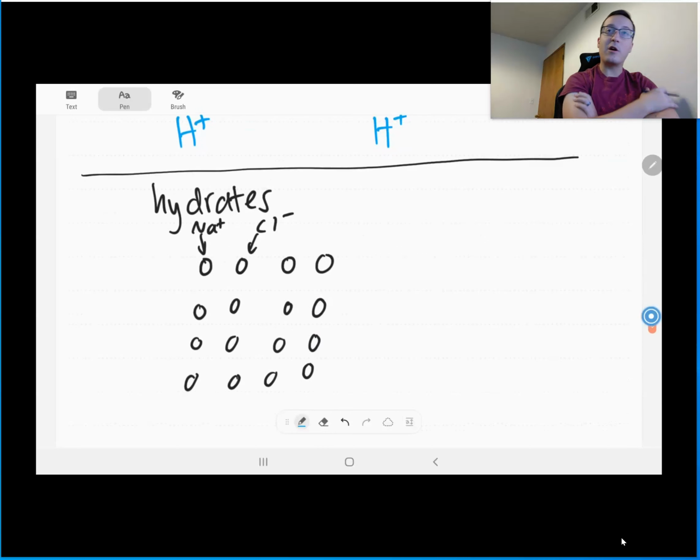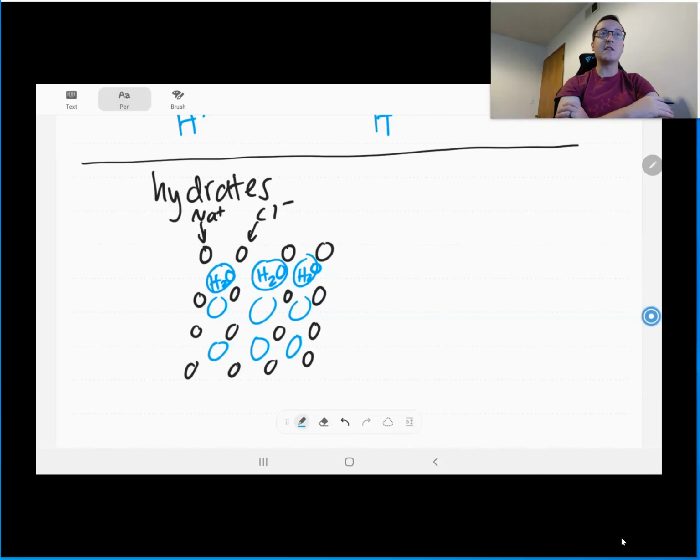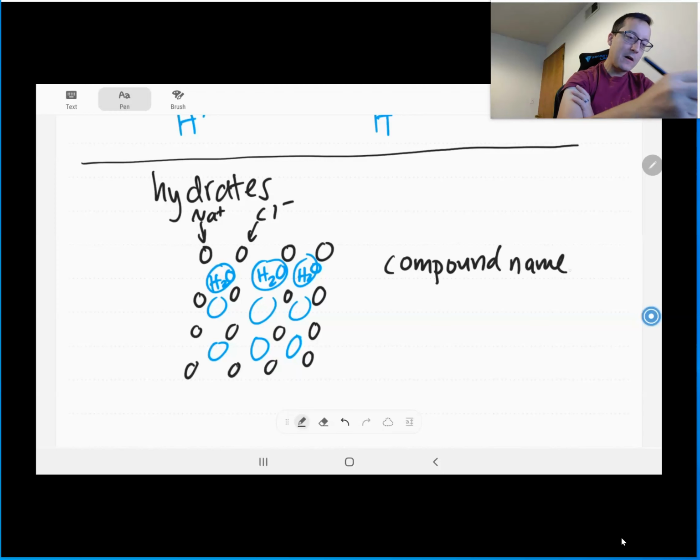Sometimes, as part of their solid structure, they have waters in them. Sometimes that's just part of the solid structure. So certain crystalline compounds contain water. Water that is not aqueous. Okay? And so, occasionally that happens, and so we have a way of talking about them. We have our regular compound, and then we add the number of waters as part of it.